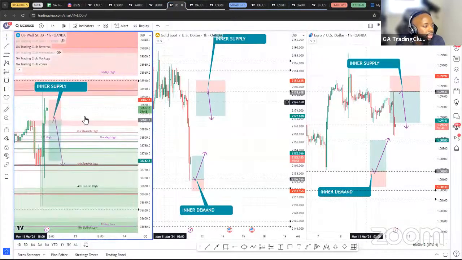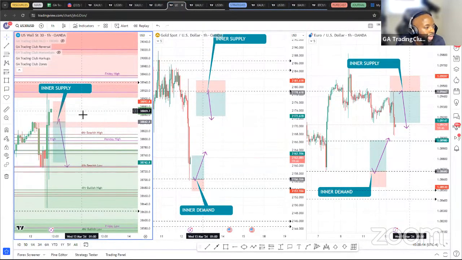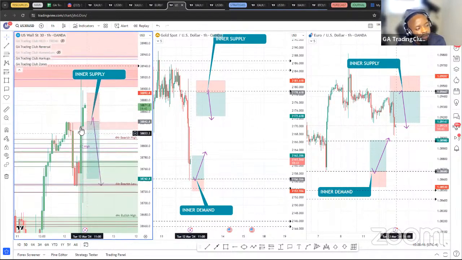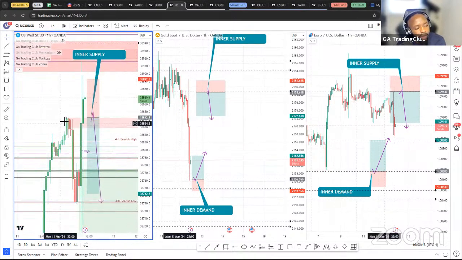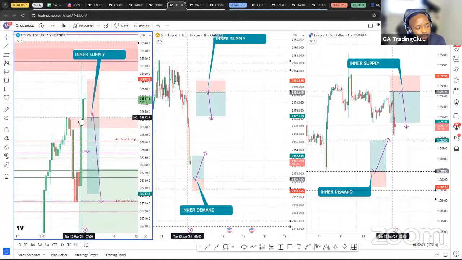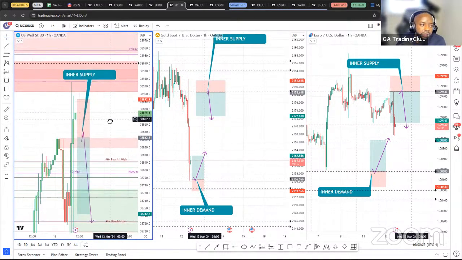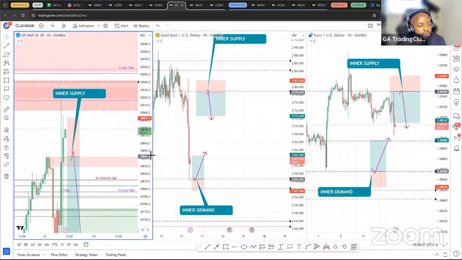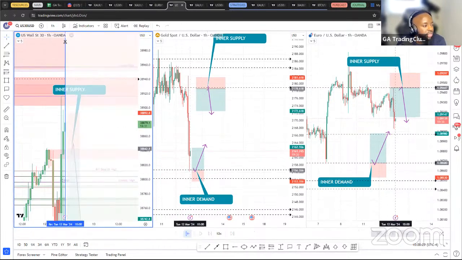We are at a 4 hour bearish order block. Now the other thing to consider, you see how that inner supply zone has been mitigated. So it has been taken away. Right now we just have one red zone. So this is not a trade I'll take anymore. So you can see the importance of watching these things in real time.